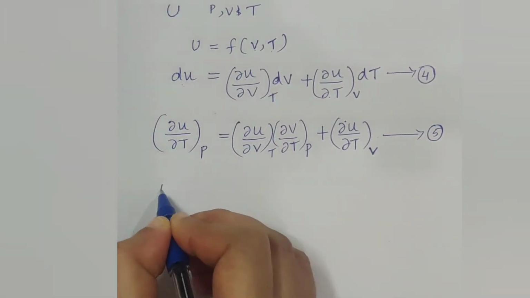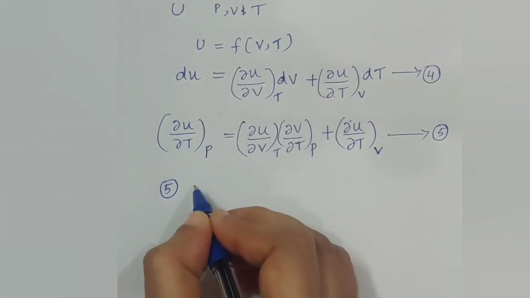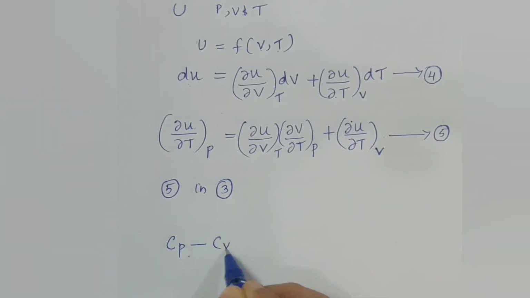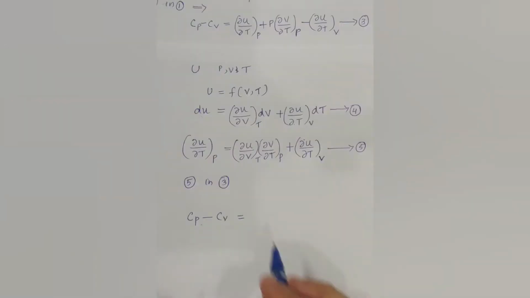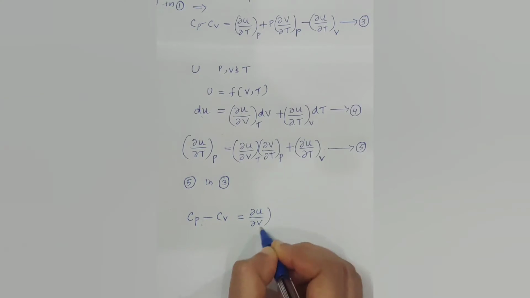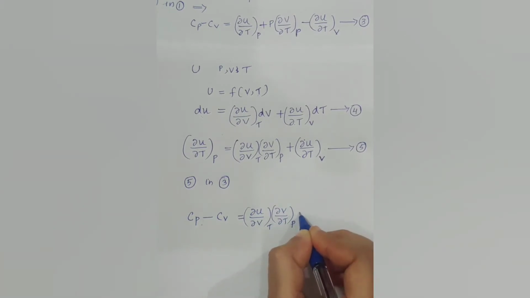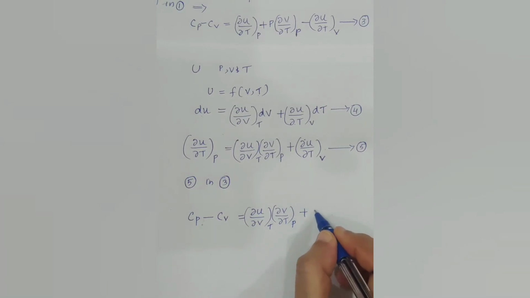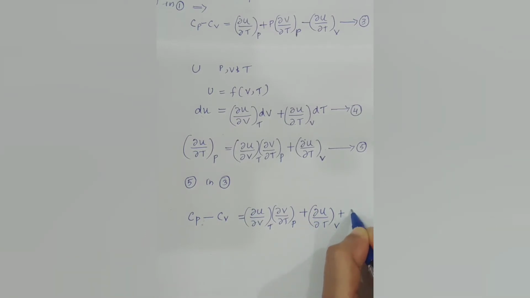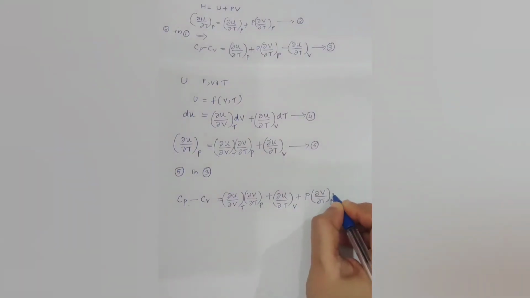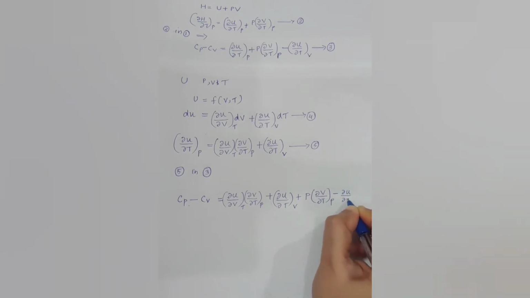And finally, substituting equation number 5 in equation number 3, Cp minus Cv is equal to dou U by dou V at constant temperature times dou V by dou T at constant pressure, plus dou U by dou T at constant volume, plus P into dou V by dou T at constant pressure, minus dou U by dou T at constant volume.